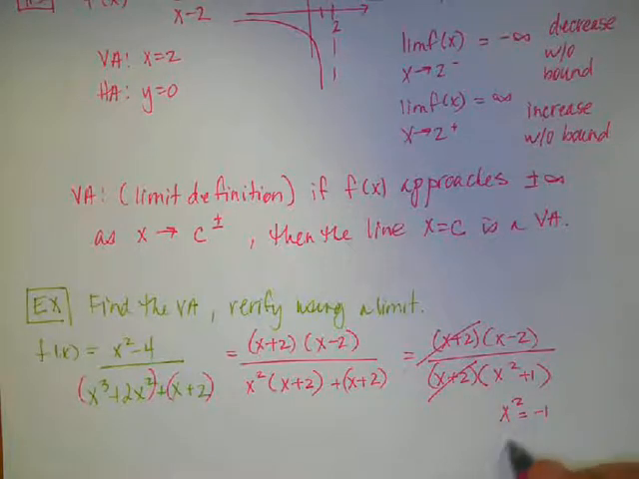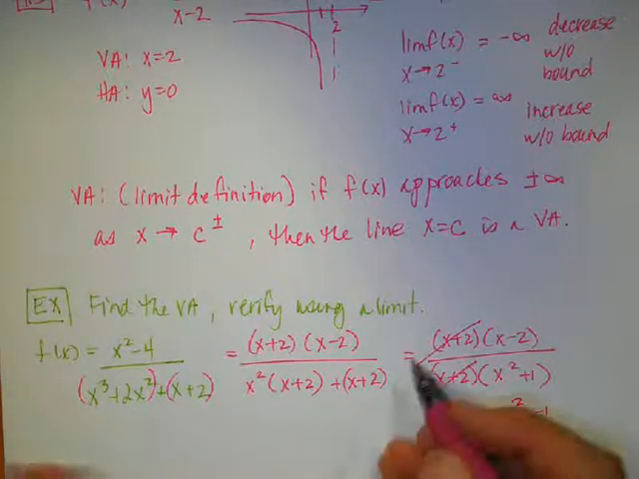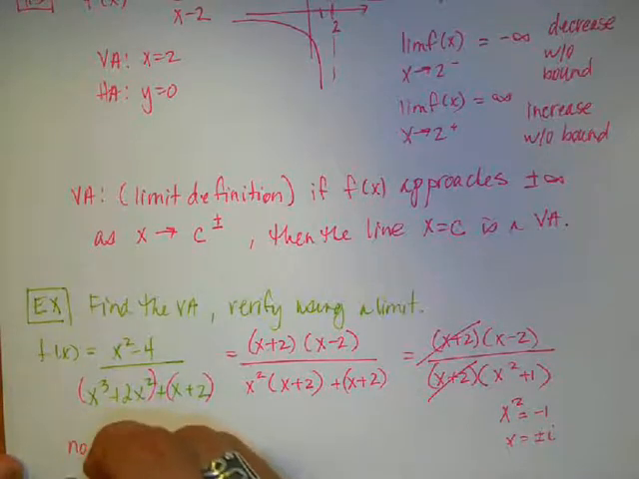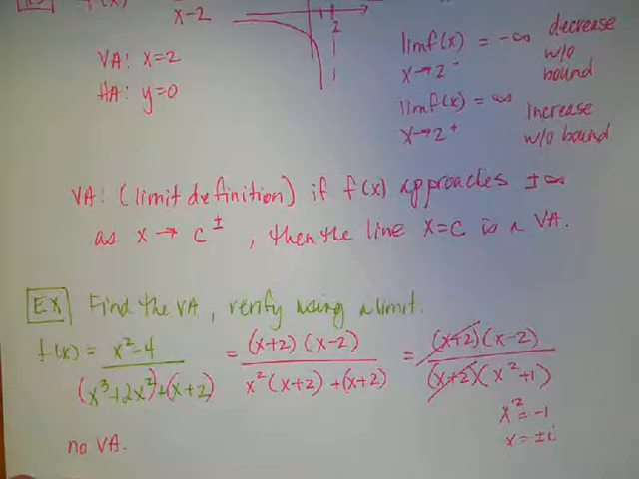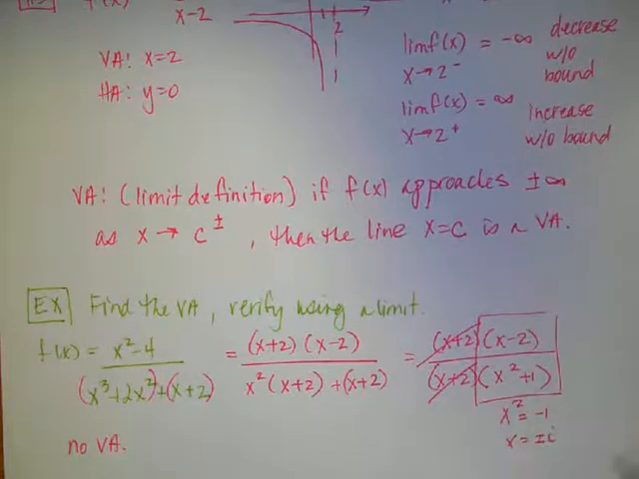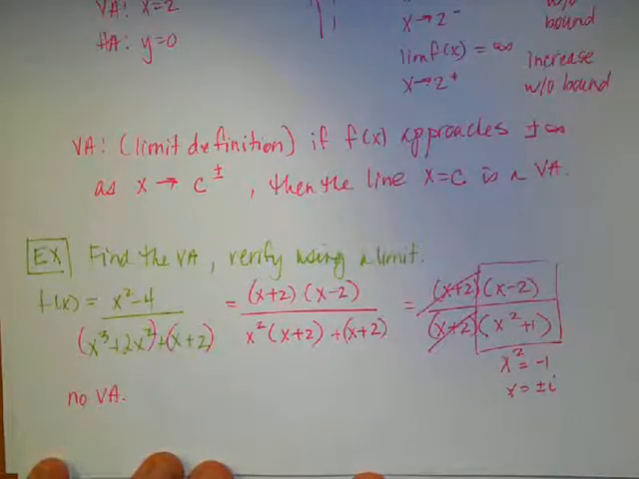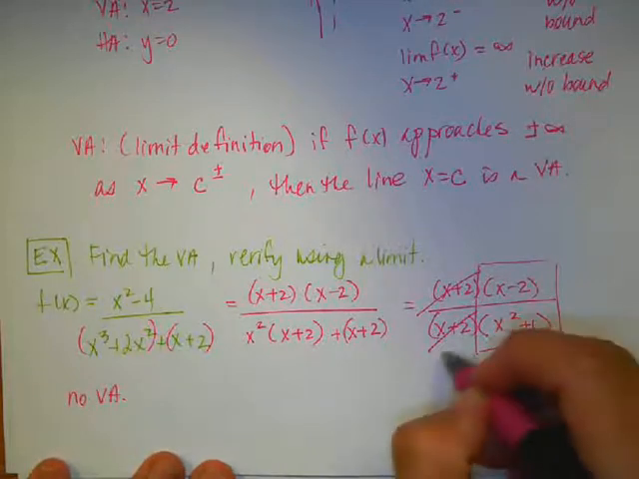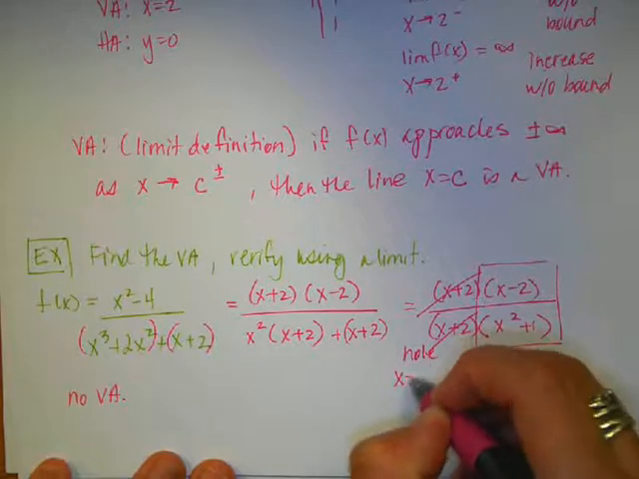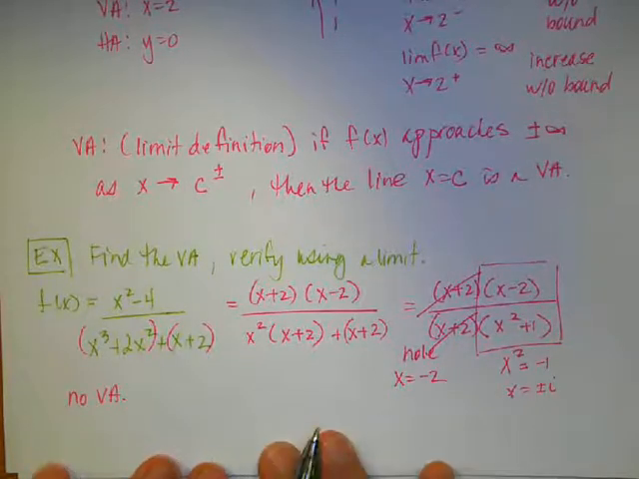Because imaginary numbers don't show up on our real number plane, then to answer the question, I have no vertical asymptotes. And I'm going to confirm that with a limit. So I'm going to approach a negative 2. Did I do something wrong? I did. My bad. I have a hole at x is equal to a negative 2. So I don't have a vertical asymptote because we removed it, but I do have a hole there.